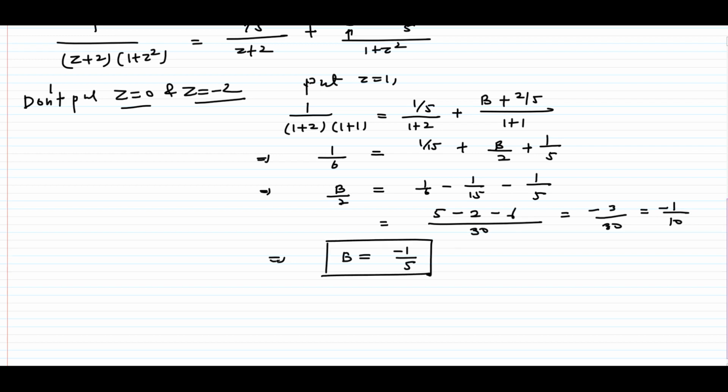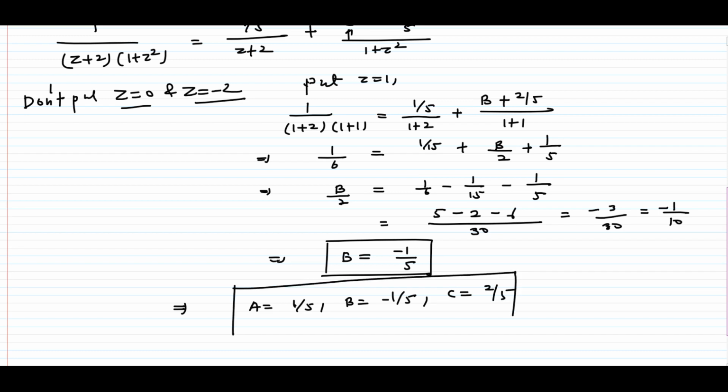So therefore here we get the value of a, that is 1/5, the value of b, that is -1/5, and the value of c, that is 2/5. Put the values of a, b, c in the above expression, then we will get the function f(z).